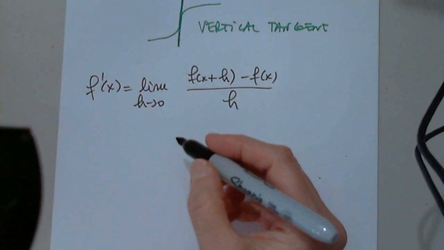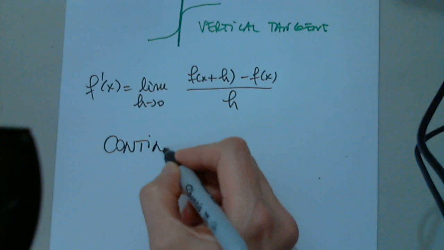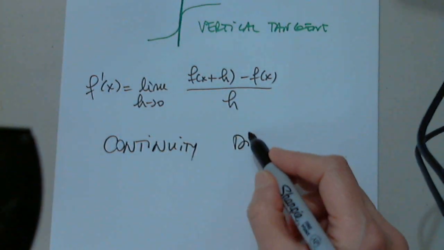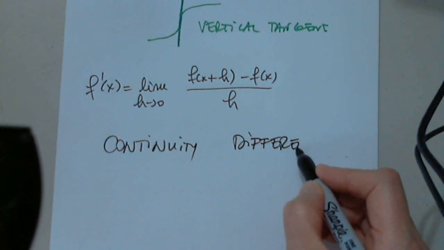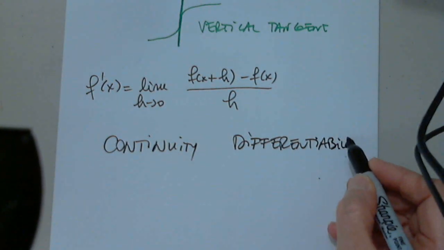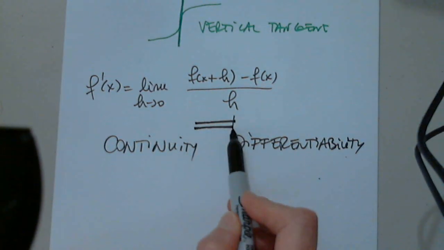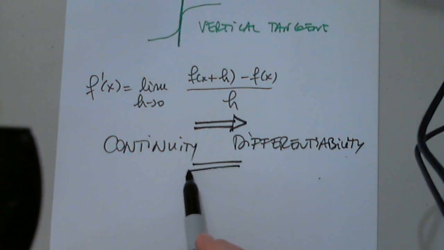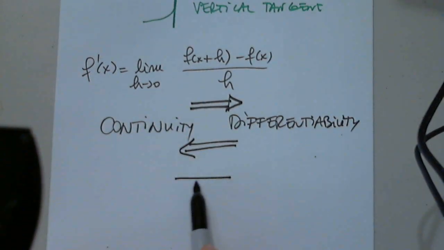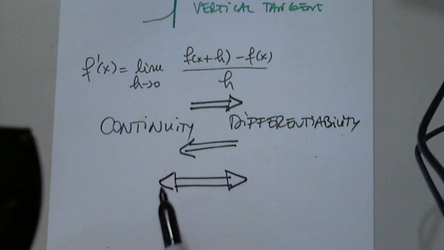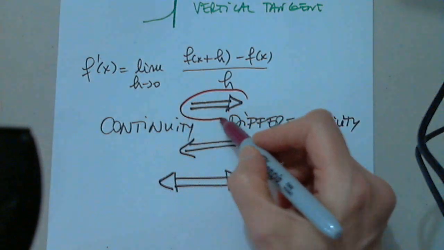So one last thing: continuity, differentiability. Question: does this imply this, does this imply this, or both? Which of these is correct? Continuity implies differentiability? Okay. The answer is never.